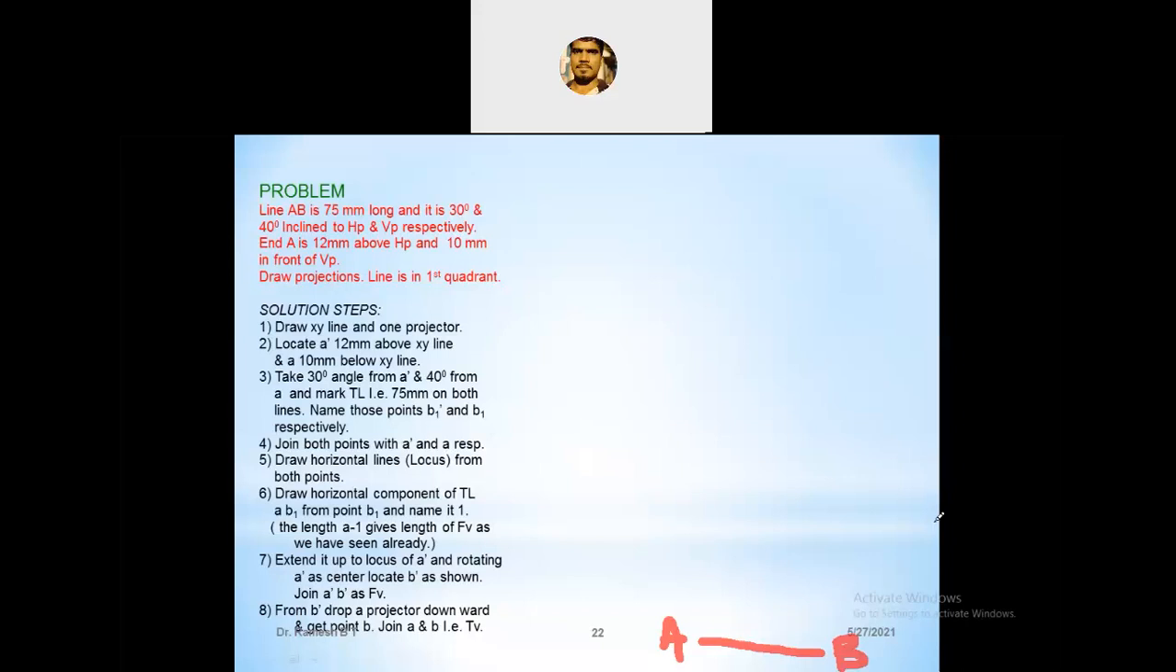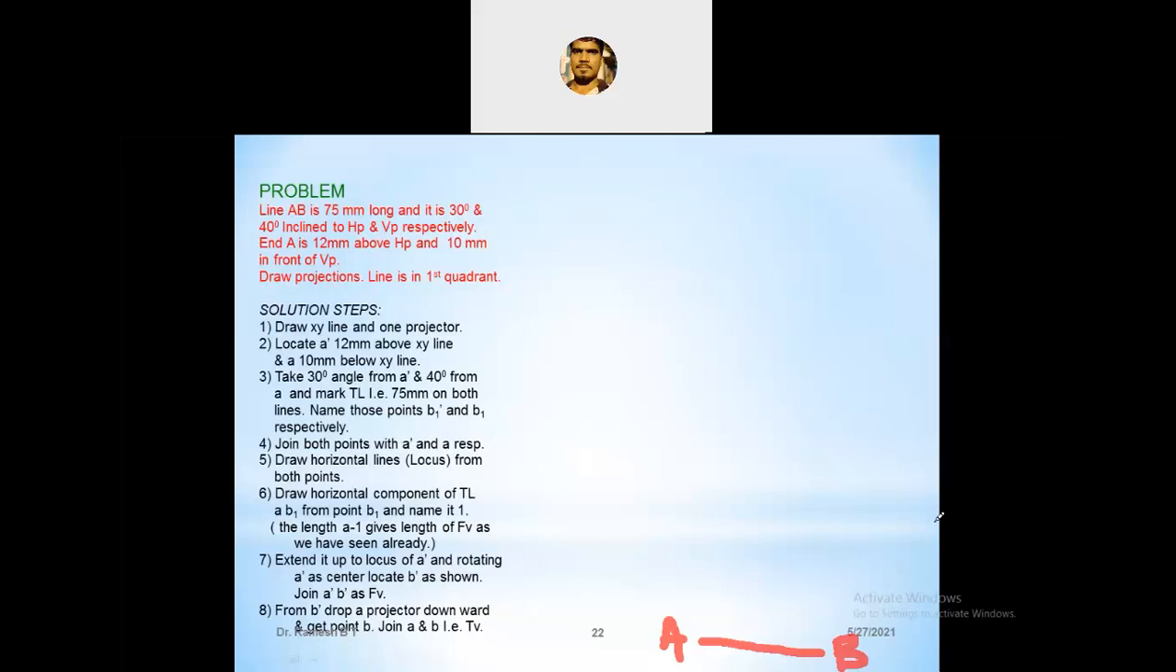Then first you locate that point A. That point A dash is 12 mm above the XY line, and small a is 10 mm below the XY line, and both should be in line. And from A dash and A, you have to draw an inclination line of 30 degrees. So 30 degrees to HP appears in the VP, and 40 degrees to VP appears in the HP. Clear? So take 30 degrees from A dash and 40 degrees from A.